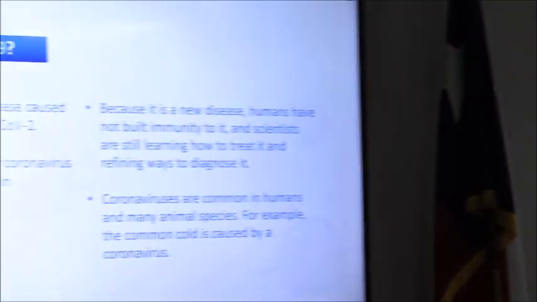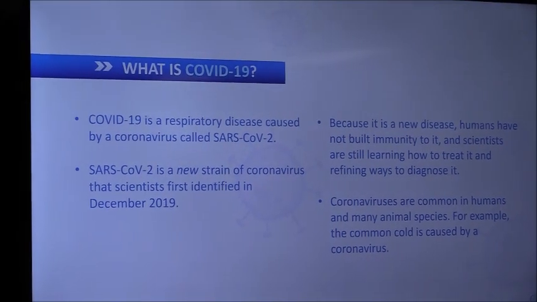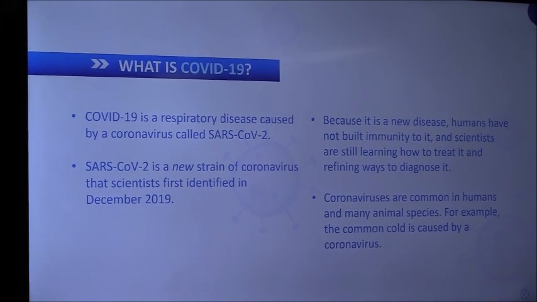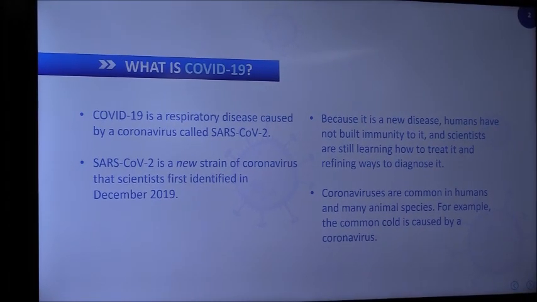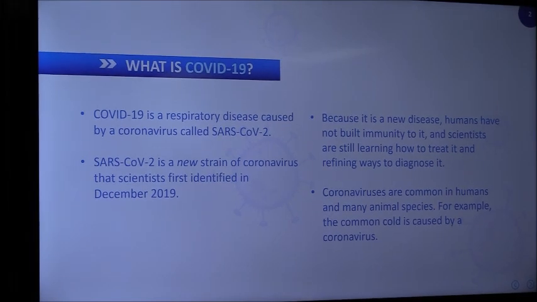What is COVID-19? That's the acronym that you're using for the coronavirus. COVID-19 is a respiratory disease caused by a coronavirus called SARS-CoV-2. SARS-CoV-2 is a new strain of coronavirus that scientists first identified in December 2019. Because it is a new disease, humans have no built-in immunity to it. And scientists are still learning how to treat it and refining ways to even diagnose it.